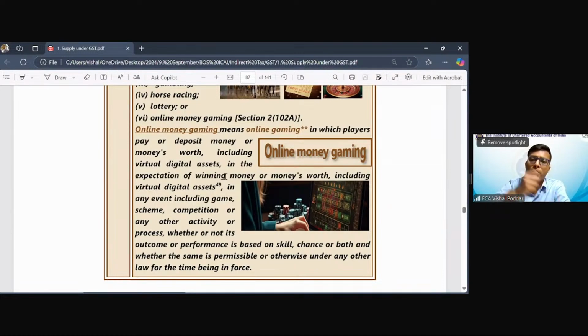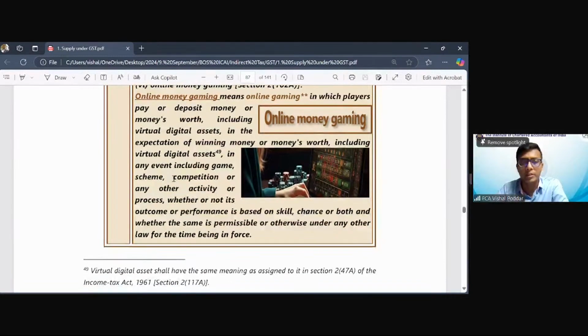That is, I'm putting 100 and playing Teen Patti, I'm putting 100 and playing Rummy, I'm putting 100 and playing Ludo, or I'm putting 100 because there is some contest where I have to predict who will win, and if my team wins, I will get the money. Or I have to create a team on Dream 11, and if the players whom I have selected have performed well in the match, I get some credit points, and whoever has the highest credit points wins. So these are the different models in which online gaming operates, where I have an expectation of winning money or money's worth, including virtual digital assets, in any event, including game.